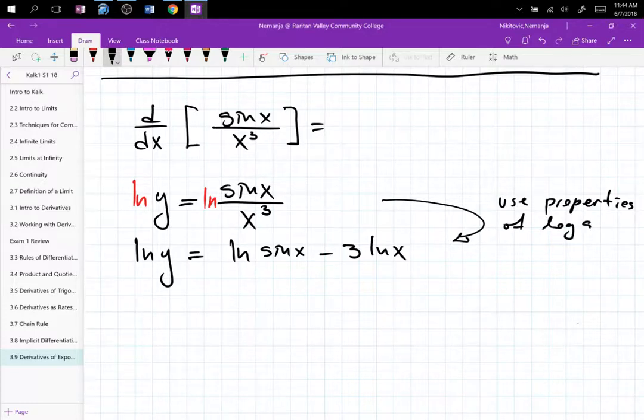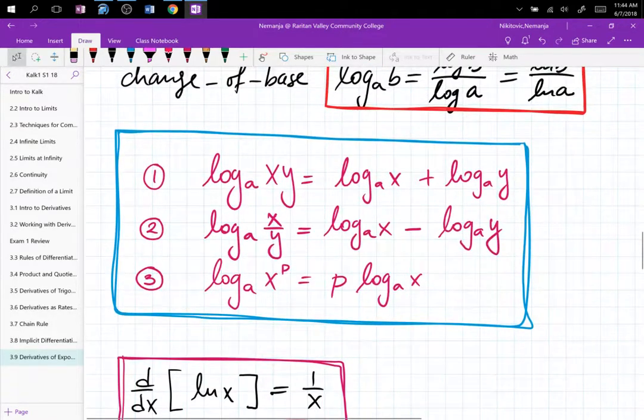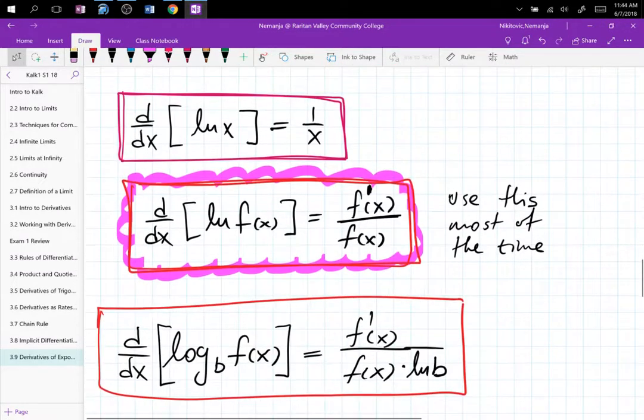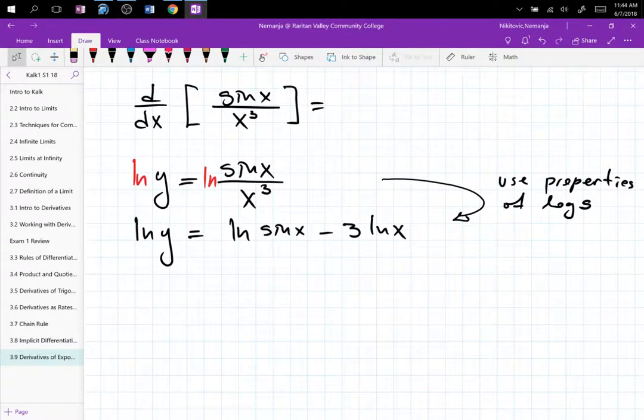Properties of logs are listed right here, guys, in this list. So you see that I had sine divided by x cubed, that's the minus, and then that cube was the p that goes in front of the ln, right? So I used rule 2 and rule 3 in this case to break this apart. Now, that's the part that you have to be able to do mentally. The rest of the problem is a joke. So if you're able to decompose this through logs mentally, now it's time for you to take the derivative.